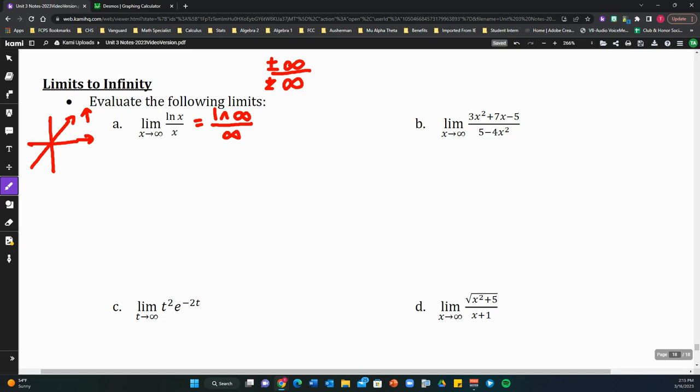So we're going to be using a graphical approach for just about all of these to try and evaluate these limits at infinity. So I've already done the bottom function. I know I went kind of out of order, but that's because this bottom guy is easier to interpret. Now for the top function, natural log of x, we do have to remember what some of these parent functions look like.